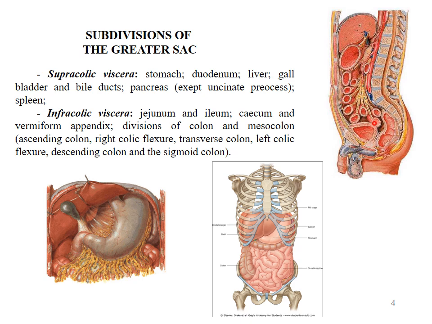Infracolic viscera, which are situated in the infracolic compartment, are parts of the inferior part of the duodenum, then the jejunum, ileum, then parts of the large intestine, the cecum and vermiform appendix, then parts of the colon: ascending colon, right colic flexure, transverse colon, left colic flexure, and descending colon, and parts of the sigmoid colon, which is in the peritoneal cavity. These are the walls of the intestine in the infracolic compartment.